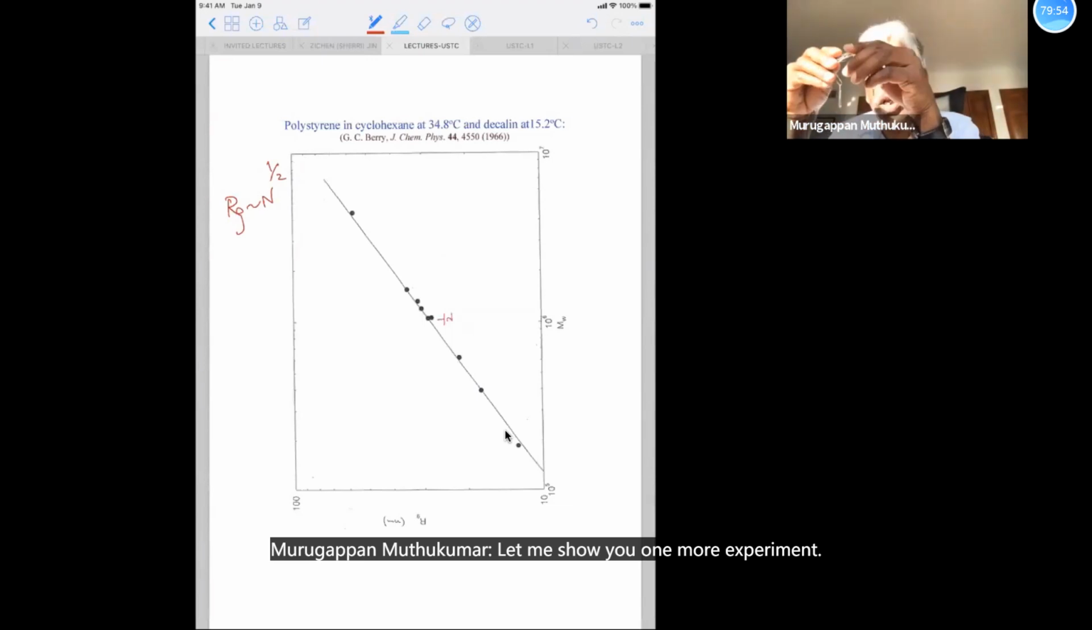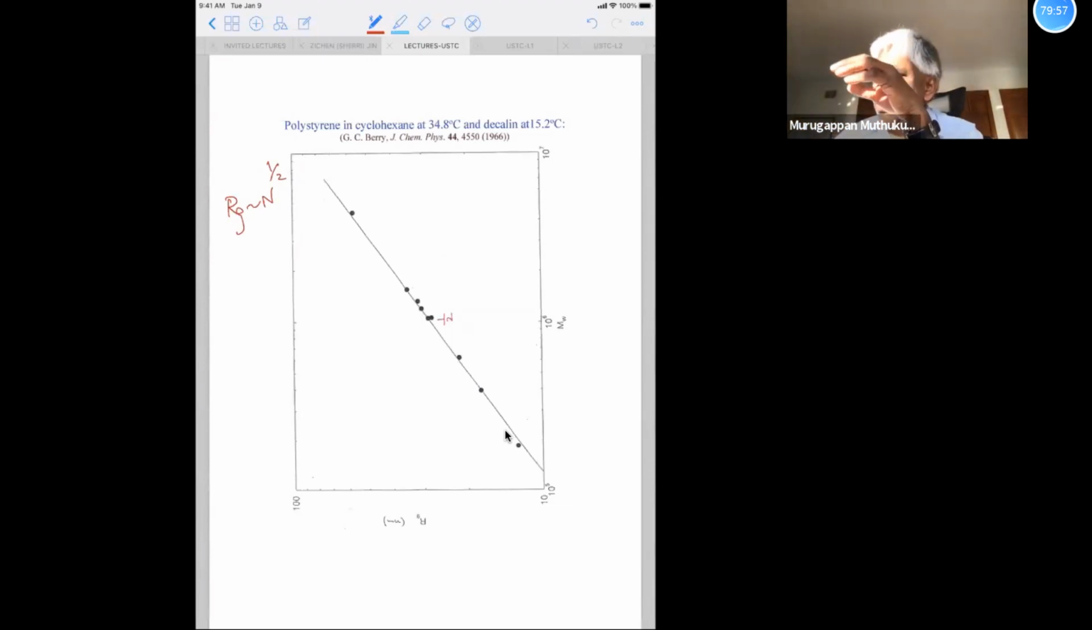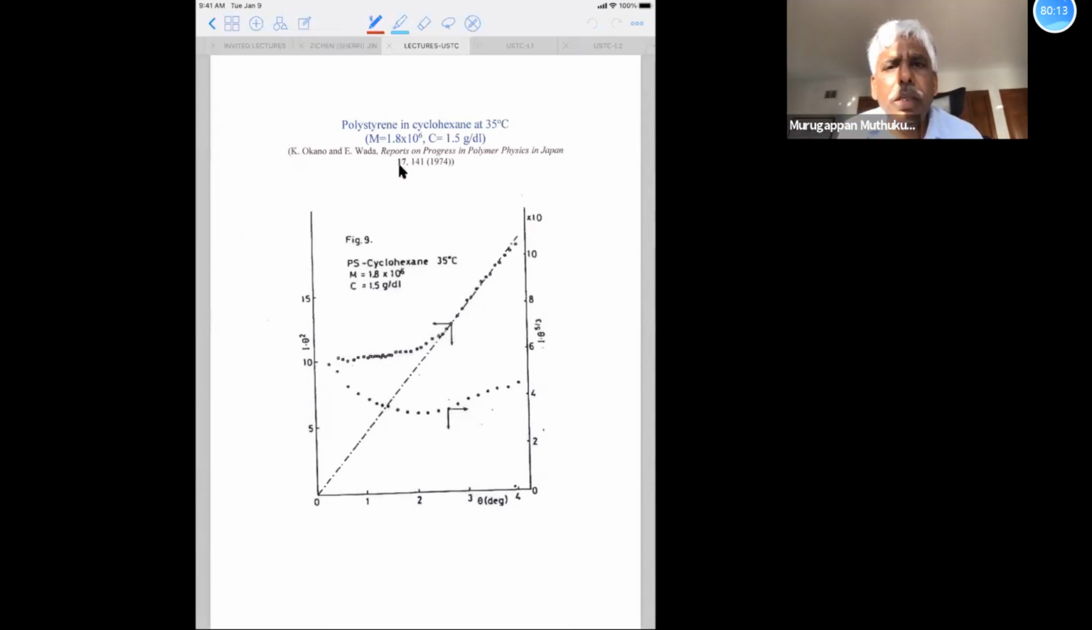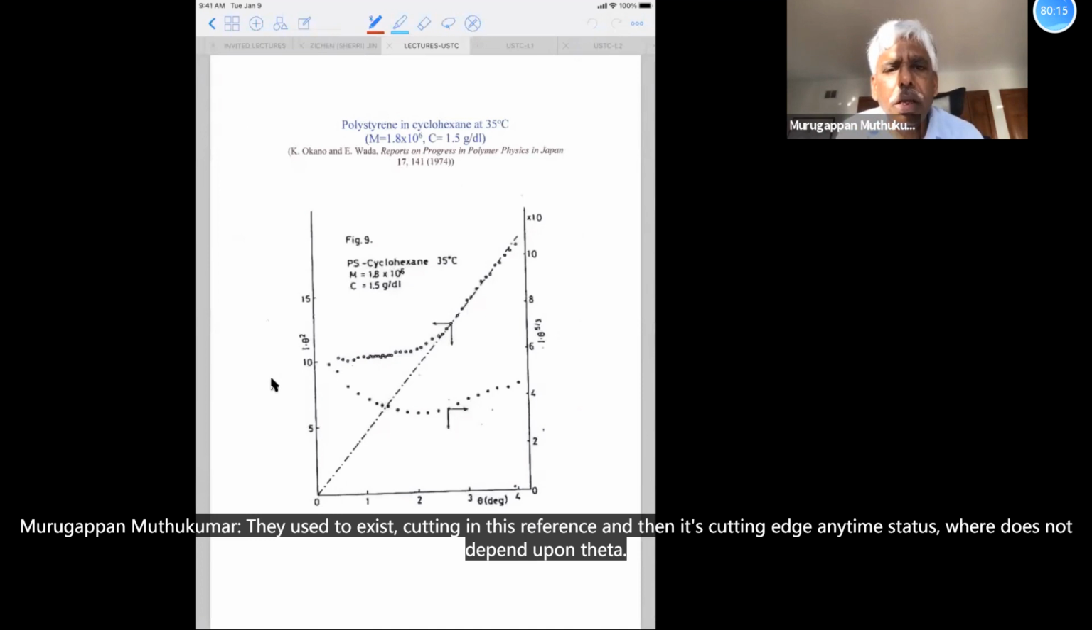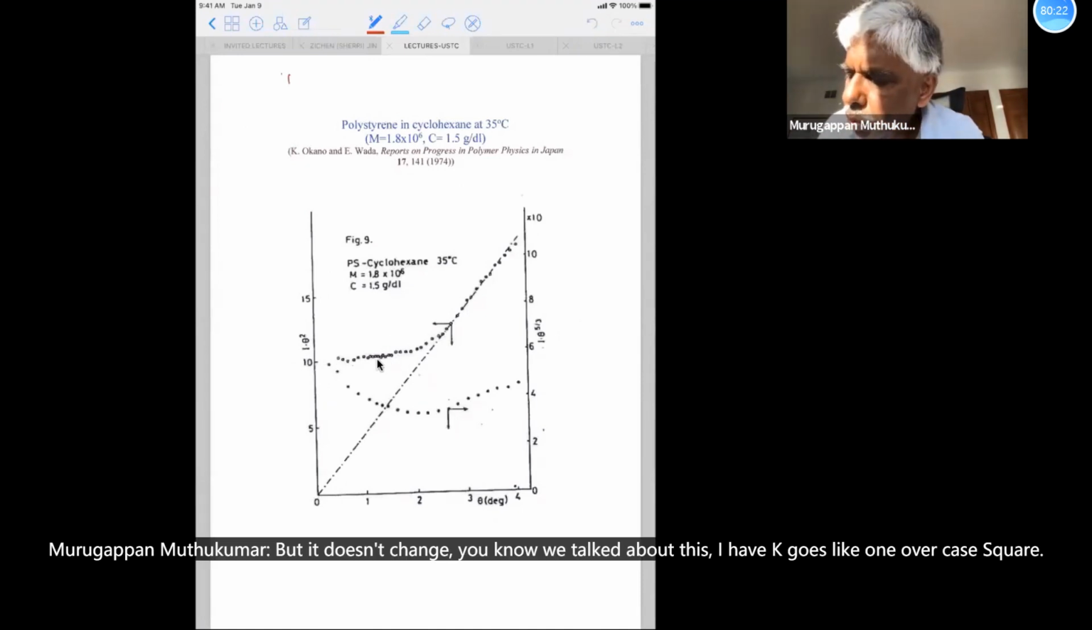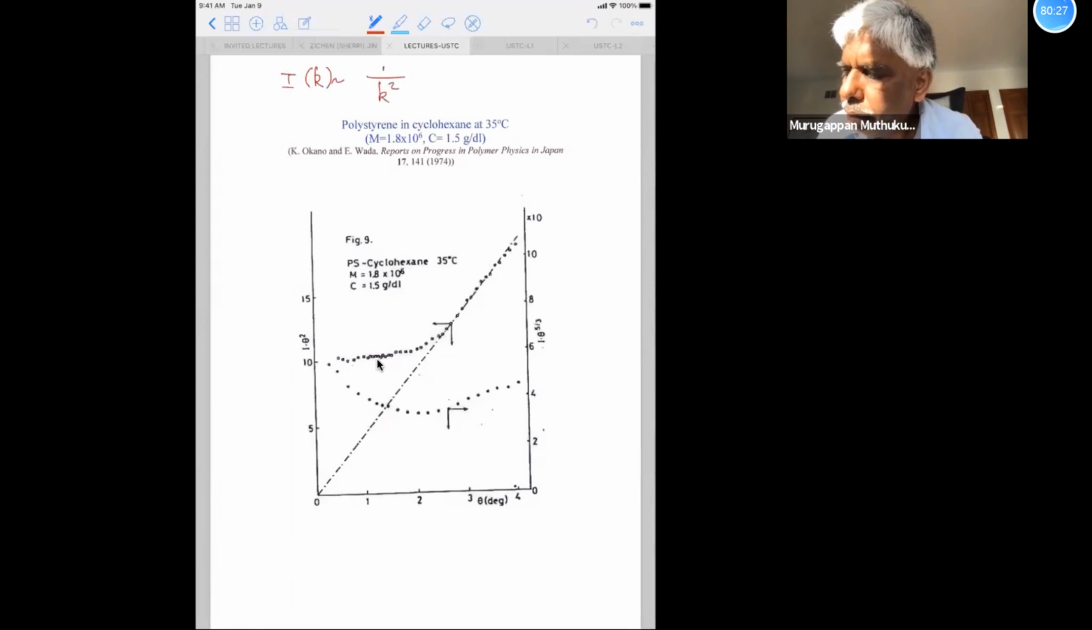Let me show you one more experiment. They have plotted the scattered intensity times theta squared as a function of theta. This is X-ray scattering. They used X-ray scattering in this reference. And the scattering intensity times theta squared does not depend upon theta. For a Gaussian chain, we talked about this, I of k goes like 1 over k squared.